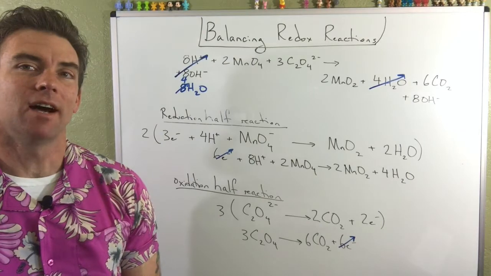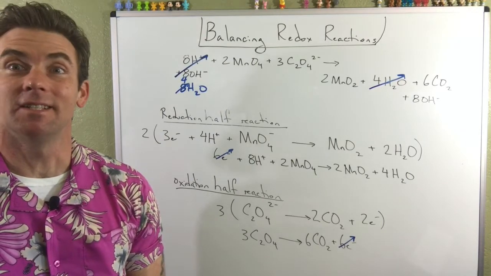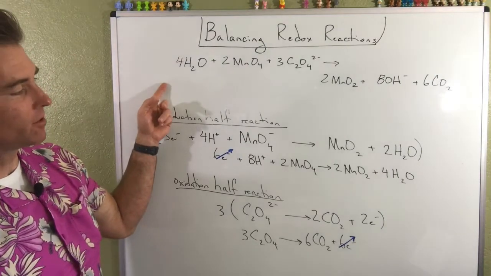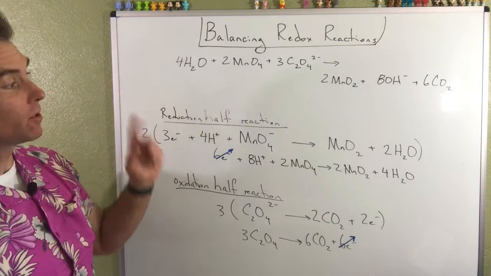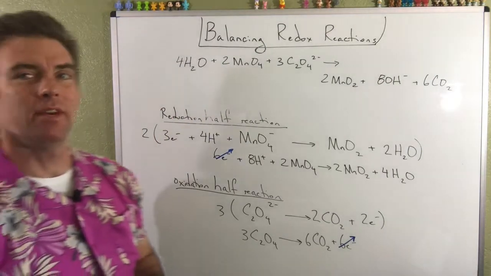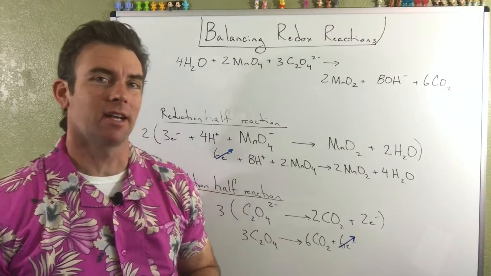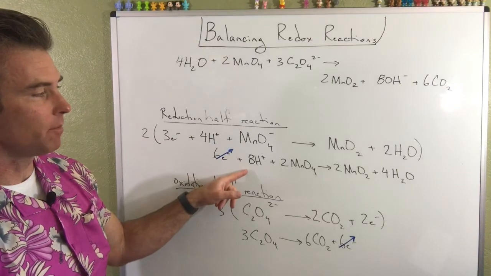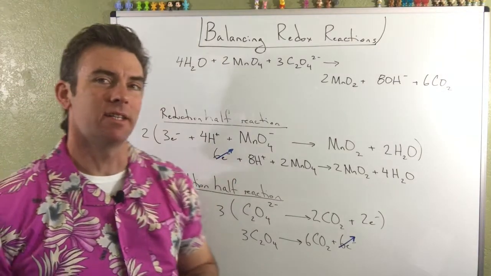And hopefully that'll make balancing things in base pretty straightforward. All right, there's the final answer if you're interested. And I should mention one other thing. When we get to that very next video lecture and we start working with galvanic cells, you can actually go to the half reaction step and add your OH minuses at that point.